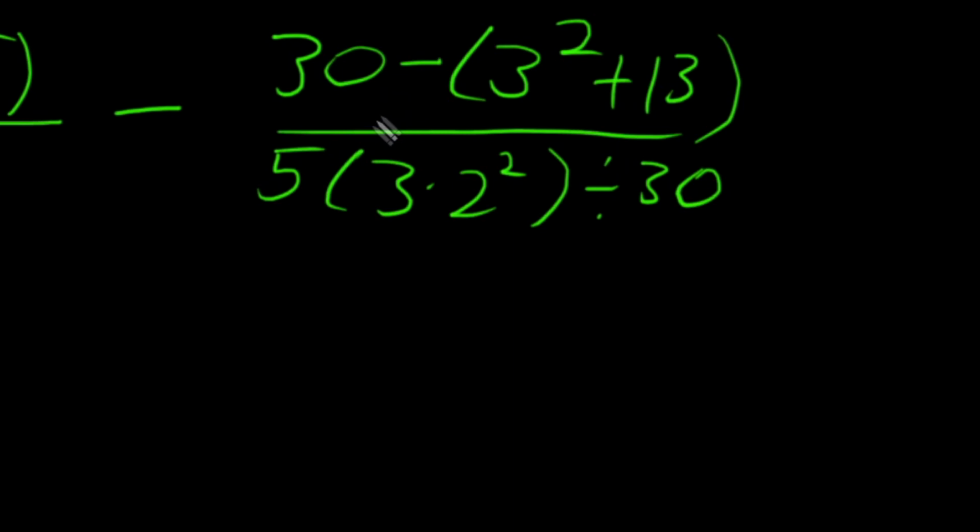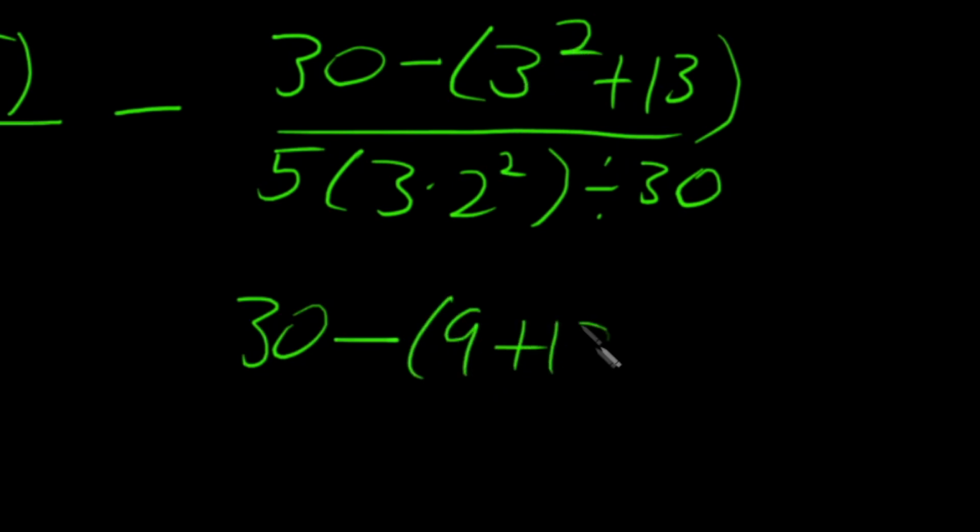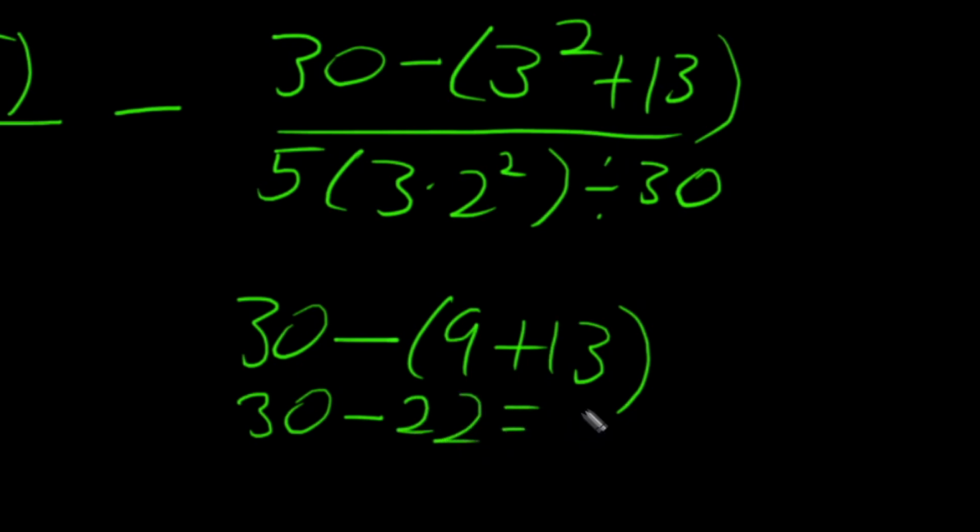Let's now move to the second fraction. So the numerator, we have 30 minus, in the parentheses, the exponent will come first. So 3 squared is 9 plus 13. We have 30 minus, we need to do parentheses. 9 plus 13 is 22, which gives us 8. So that's the numerator for the second fraction.